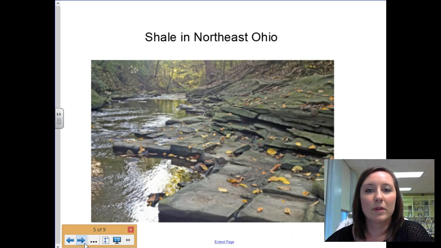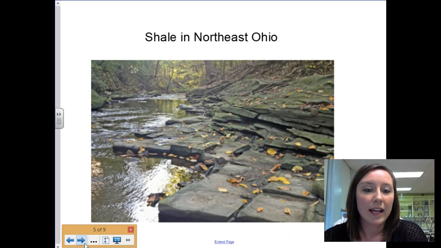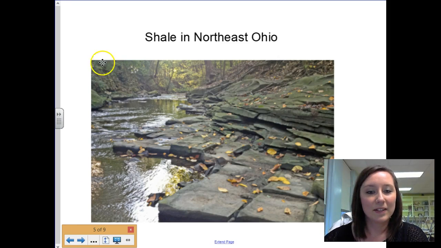Another type of rock that we are seeing in Ohio is shale, and this is actually a picture out of Northeast Ohio. And again, definitely seeing that the shale is forming in those layers. And unfortunately, it's kind of that boring dark gray color.